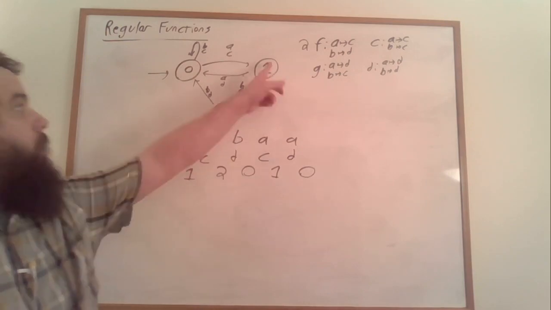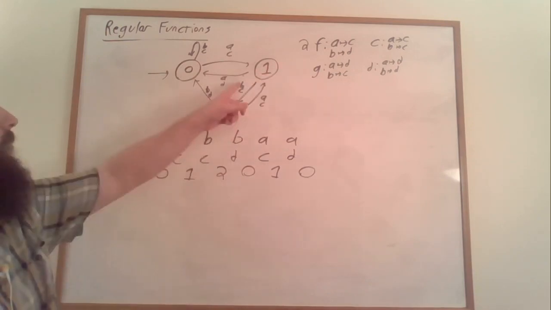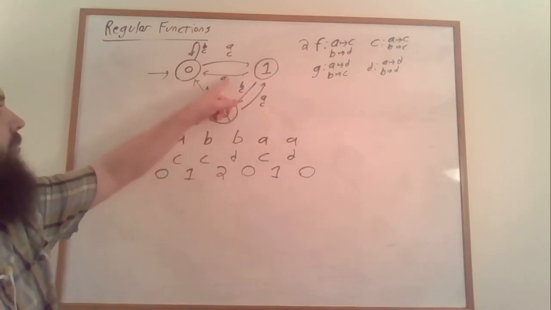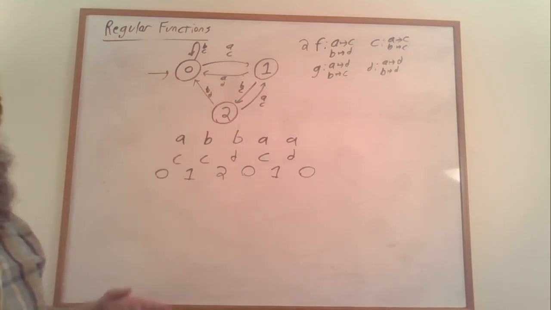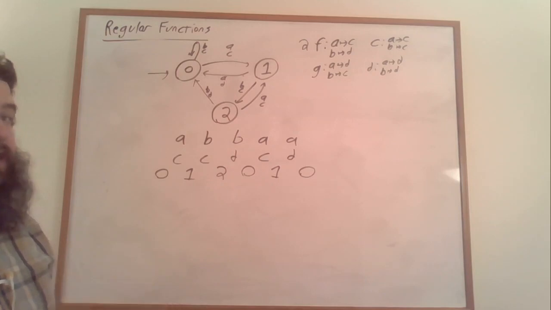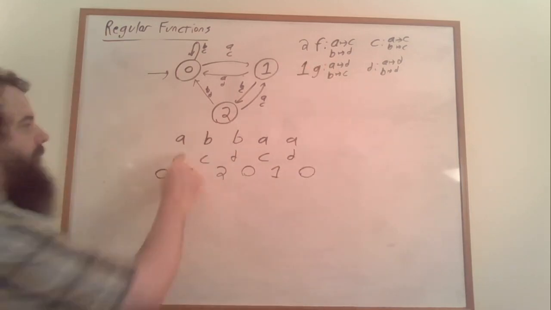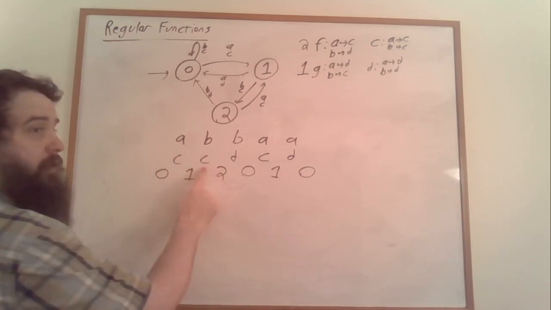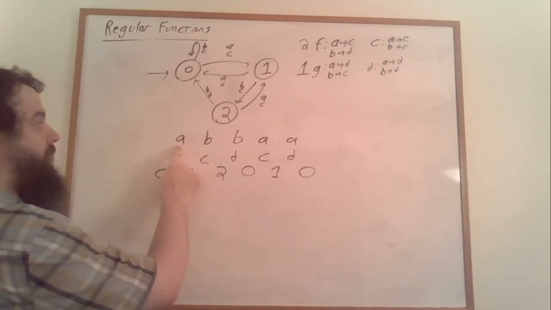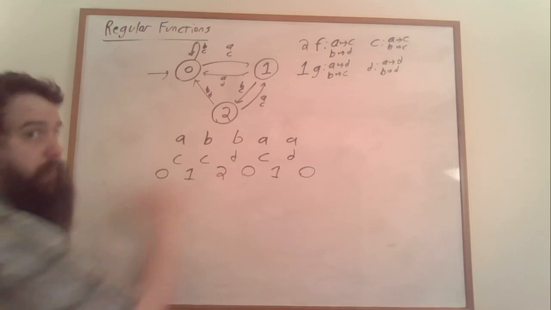If we're in state 1, on the other hand, if we read in a B, we should output a C, and if we read in an A, we should output a D. So if we're in state 1, we should output a G. Right? At this point of the input, if we read an AB, this character should be a C, and if we read an AA, this character should be a D.